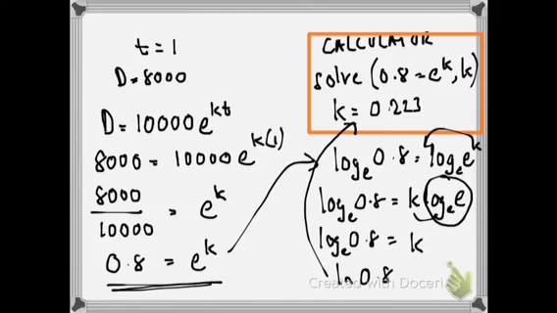Just realised as I was doing that I should have had the negative there, sorry. So if you're doing that on the calculator and wondering why you're getting it wrong, it was k equals negative 0.223.